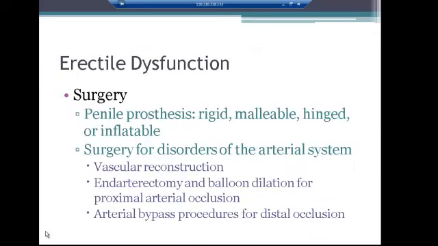Surgery is an option for patients who have erectile dysfunction, more for patients who have neurogenic or vascular causes. And there are out and out penile prosthetics. There are multiple examples of these you can see in Access Surgery online, by the way, through Lapis Library. Okay, surgical disorders for the arterial system: vascular reconstruction, balloon dilation, and arterial bypass procedures for distal occlusions. Those are all vascular procedures.